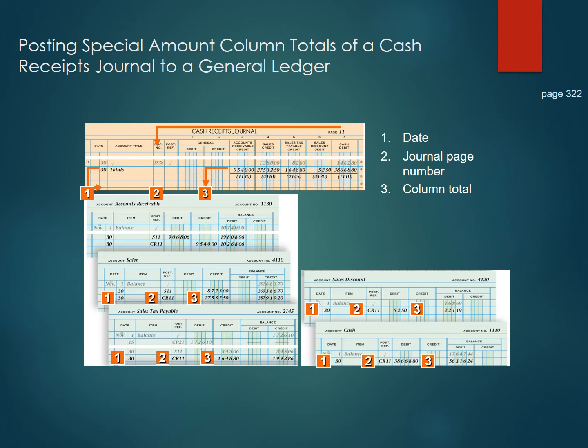We will go to our sales account in our general ledger, record the date, the post reference number, a credit of $27,532. We will then calculate the new balance for sales. And the last step is to go back to column 4 in our accounts receivable journal and record in parentheses the account number.